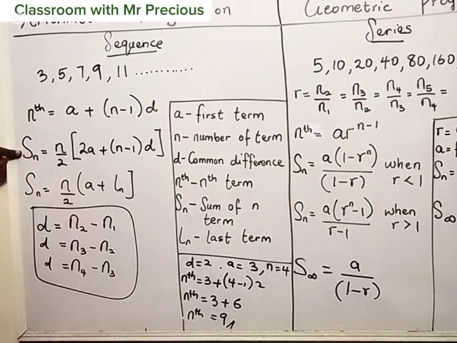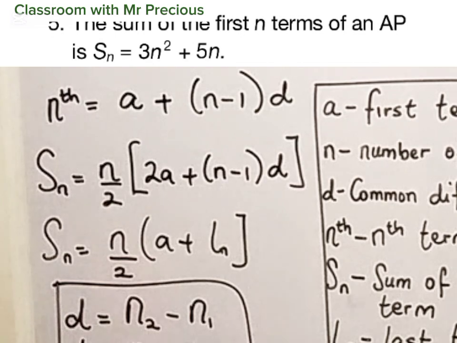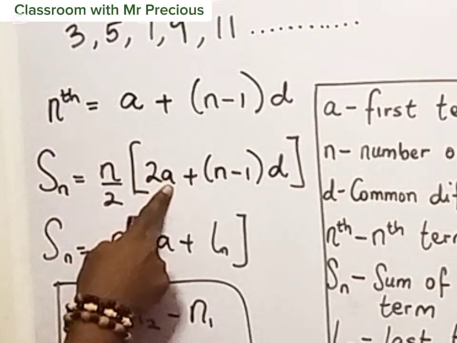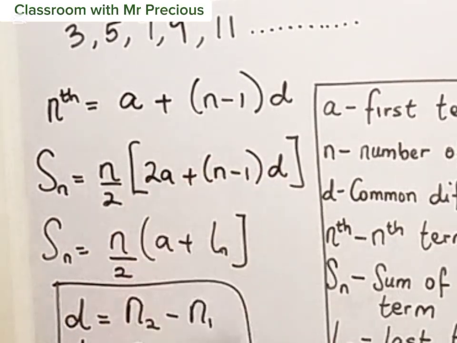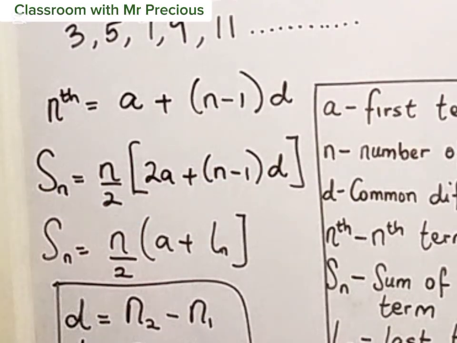So what do I mean by S subscript n? This means the sum of n terms. For instance, if they give you a question and they say calculate the sum of the first 5 terms, your n will be 5, your a will be the first term, and your d will be the common difference in that sequence. By the time you put everything in this formula, you get the sum of the first whatever number of terms you're looking for.